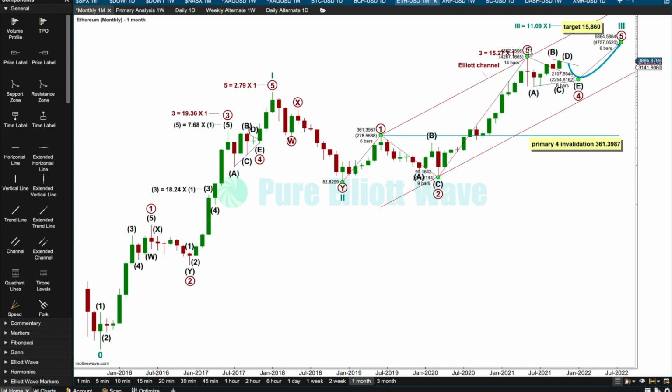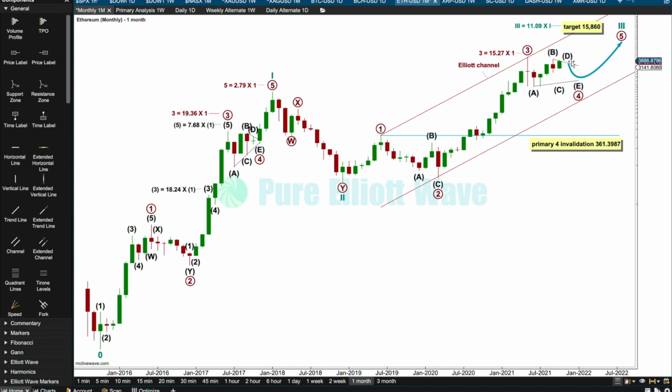Within cycle wave 1, I notice that primary wave 3 is 19.36 times the length of primary wave 1. And within primary wave 3, intermediate 3 was 18.24 times the length of intermediate wave 1. So if primary 3 is over here, that means that it's 15.27 times the length of primary 1, and that's reasonably close to this figure and this figure. So that's okay, this is acceptable.